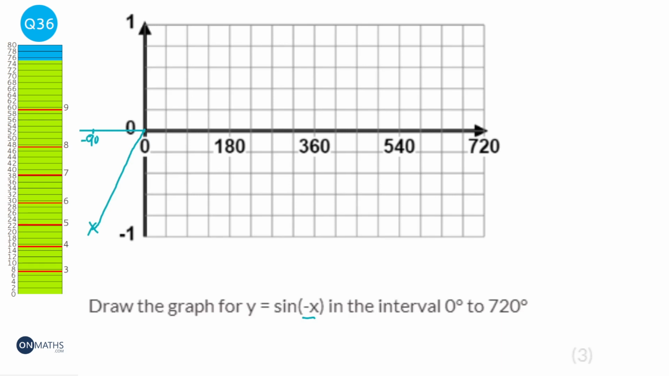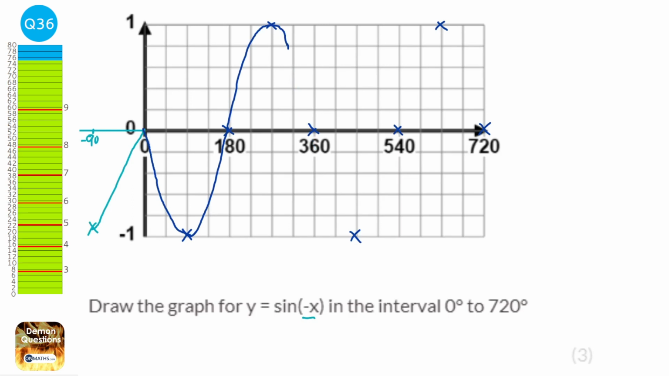So what our graph is going to do, because it's reflecting in the y-axis, is go down to minus 1 at 90. Now a sine graph normally goes up, but this is going to go down. And actually it's going to look very similar to if it had reflected in the x-axis, but that is not what's happened. It has reflected in the y-axis. It just happens to be identical to if it had reflected in the x-axis. So it's going to go down to minus 1 at 90, back up to 0 at 180, and then just keep going with its cycle.